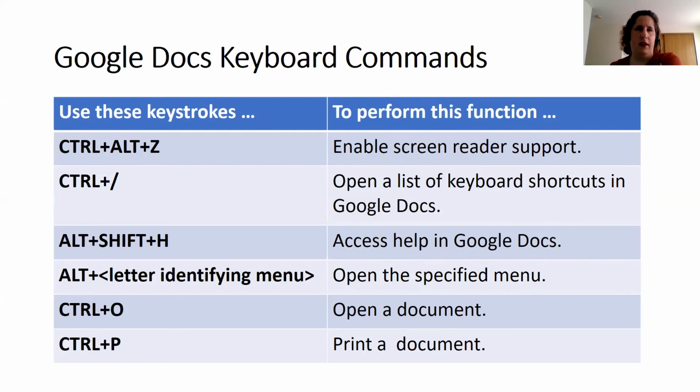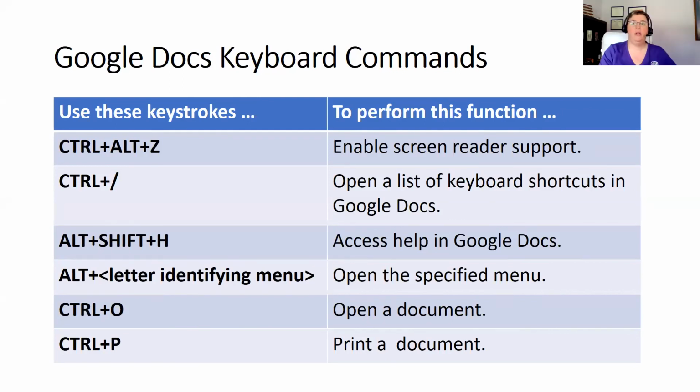Control-Alt-Z you can use that keyboard command to enable screen reader support. Control-/ is for opening a list of keyboard shortcuts in Google Docs. Alt-Shift-H allows you to access help in Google Docs. Alt and a designated letter allows you to access the menu, for example, Alt-F for File, Alt-T for Tools. Control-O is the command to open a document, and Control-P allows you to print a document.